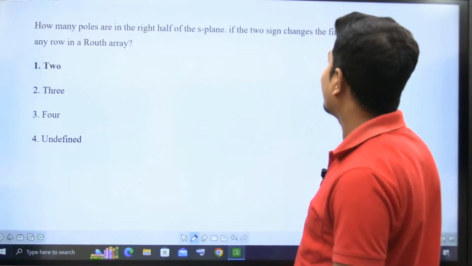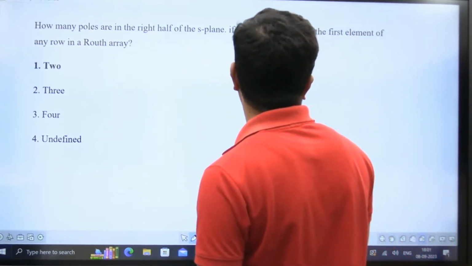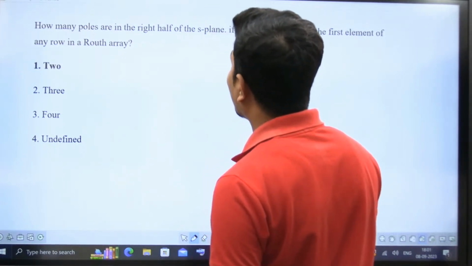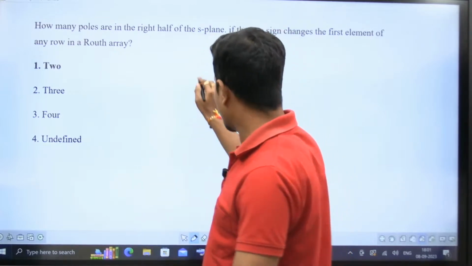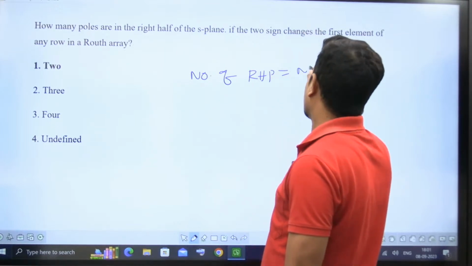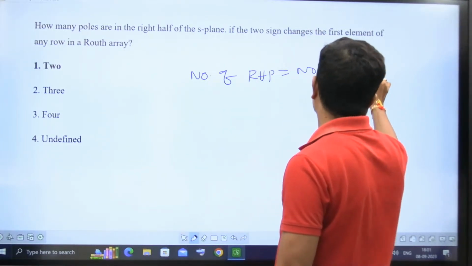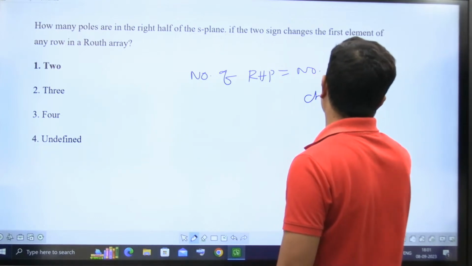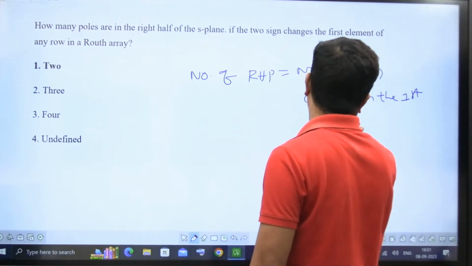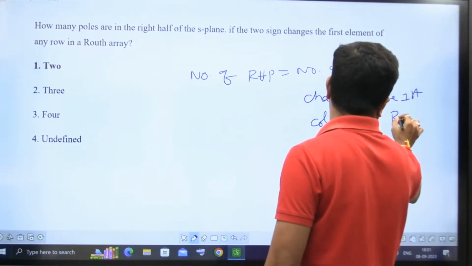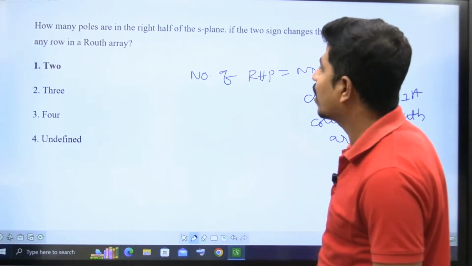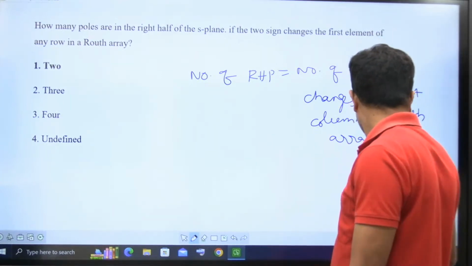How many poles are in the left half of the s-plane if there are two sign changes in the first column of the Routh array? The number of RHP poles is equal to the number of sign changes in the first column of the Routh array. How many are there? Yes, 2. Let's go to the next question.